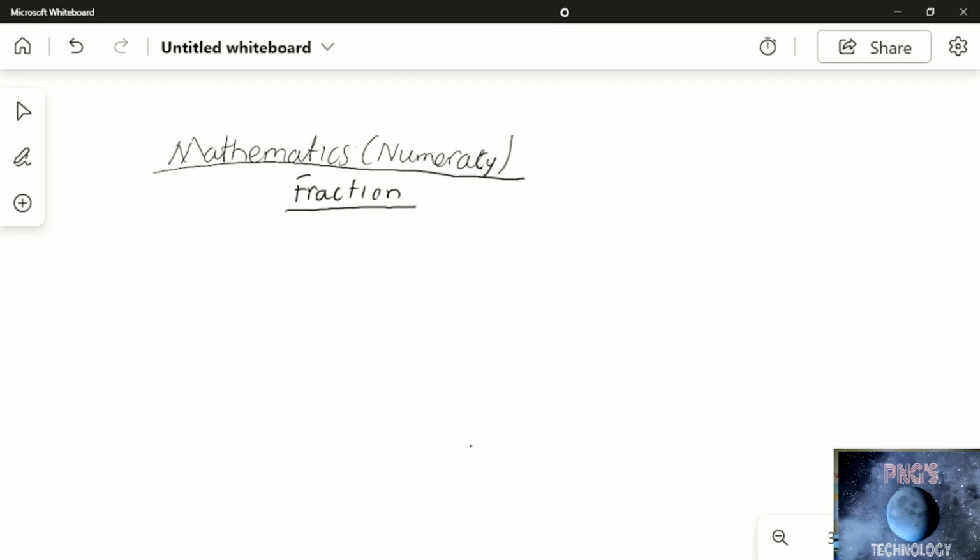So what's up friends, it's Prosper right here again, and in this class what we're going to discuss is expressing percentage in fraction or fraction in percentage. So let's see how we can express fraction as percentage. So we'll say right here, expressing fractions as percentage.